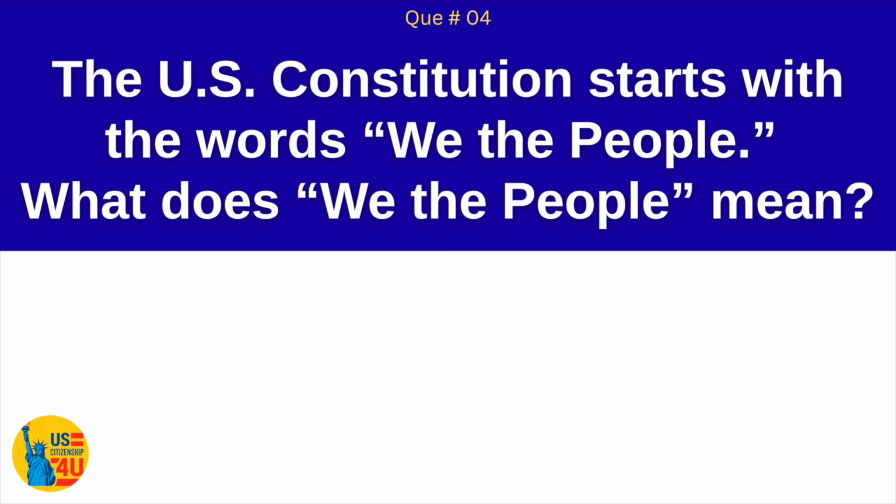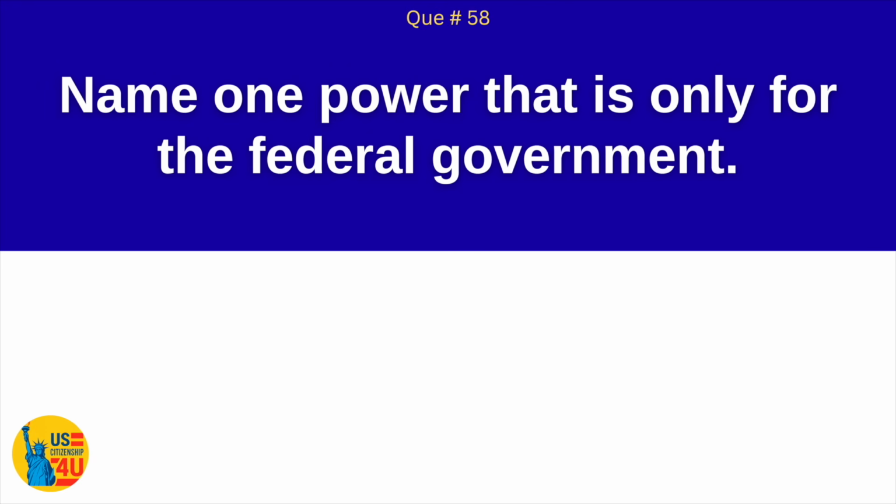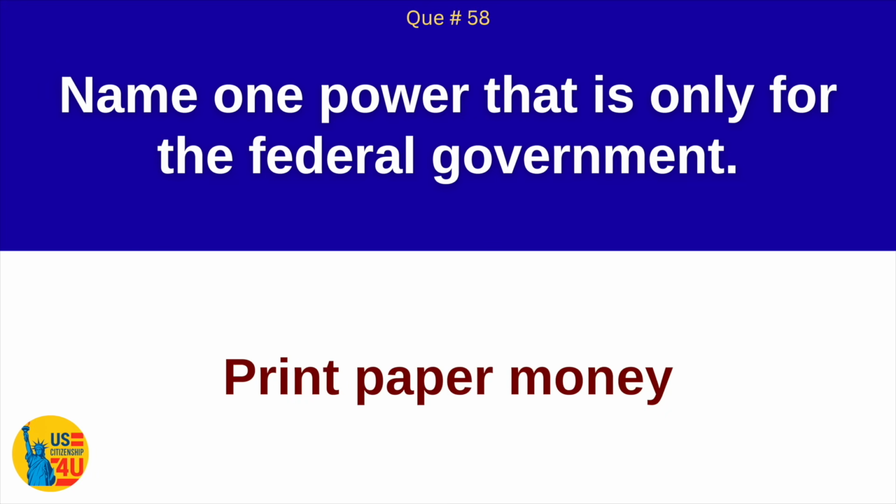The U.S. Constitution starts with the words, "We the people." What does "we the people" mean? Self-government. Name 1 power that is only for the federal government. Print paper money.